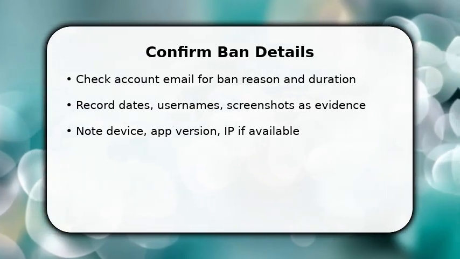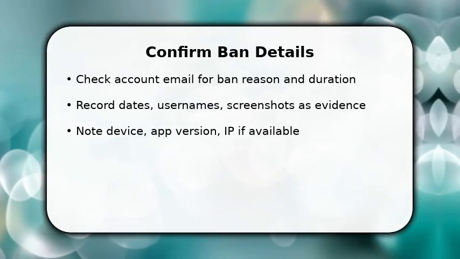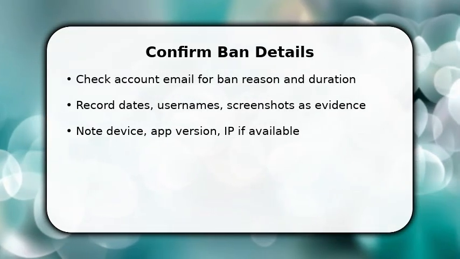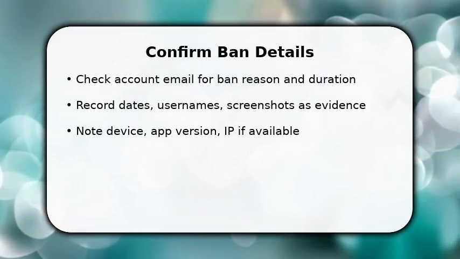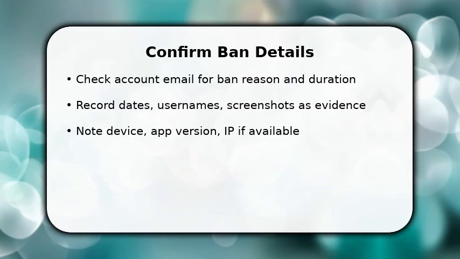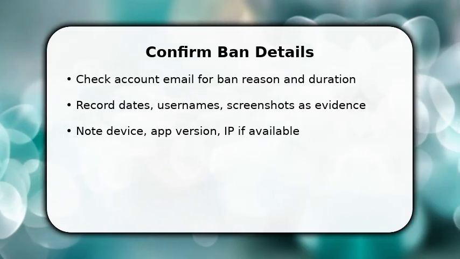You start by confirming exactly why and when the ban happened so your appeal is factual. Once done, gather supporting evidence: screenshots of messages, timestamps, and the account name. Make sure to note device and app version in case support asks. This reduces back and forth and speeds resolution.